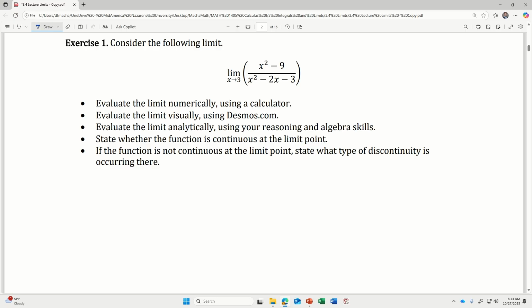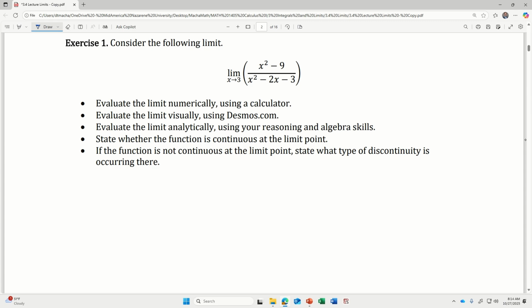Okay, consider the following limit. And what we're going to do is we're going to evaluate this numerically. We're going to evaluate this visually. We're going to evaluate this analytically. We're going to talk about whether the function is continuous there at the limit point. And if the function is not continuous, we're going to try to identify what type of discontinuity is occurring here. And so these are all different types of test questions I could ask you. I probably won't ask you all 5 of these questions on a test for a given function, but I could ask you one of the 5.